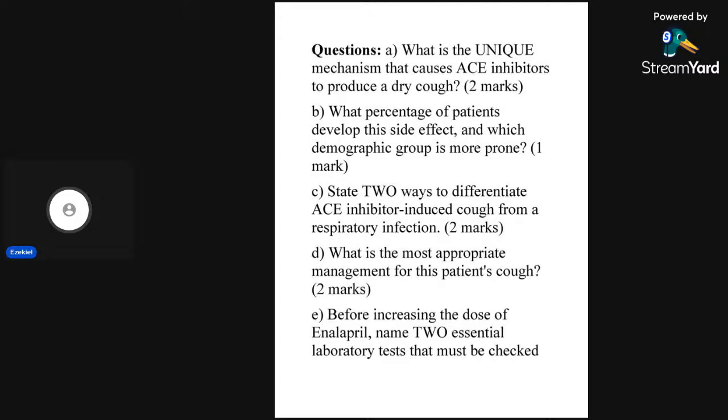There will be productive cough. There will be fever. The sputum will be colored yellow, and the rest. Okay.